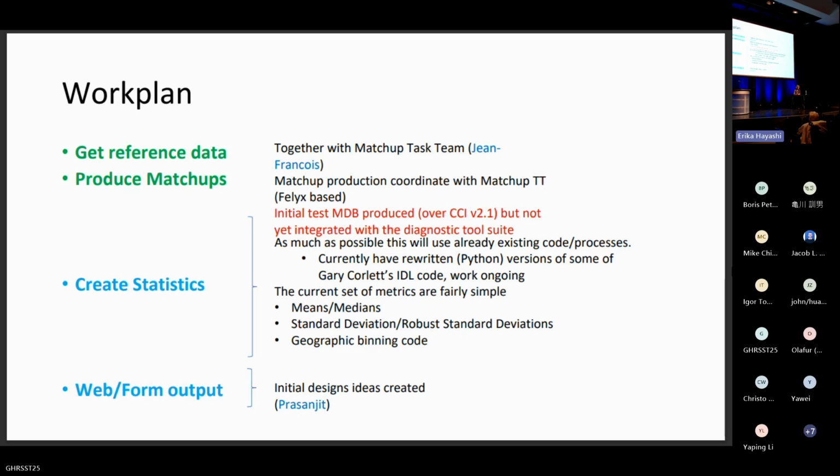As much as possible, we intend to use existing code. So, for example, we have rewritten code from Gary into Python to start doing this diagnostic generation. And our current set of metrics are deliberately simple to make sure that we can actually get something working. And in terms of the output, Prosanjit has already started thinking of it.